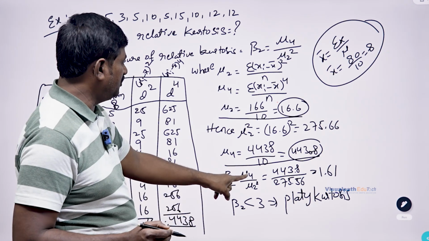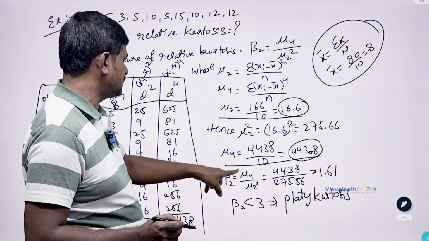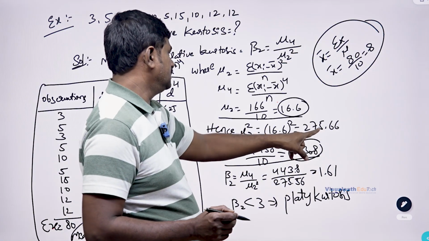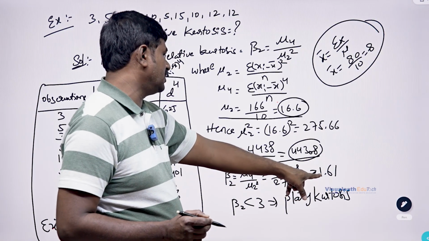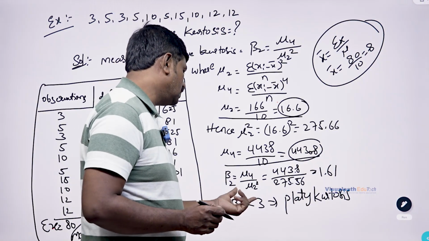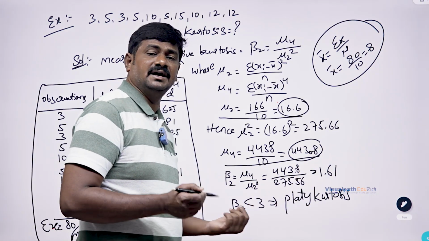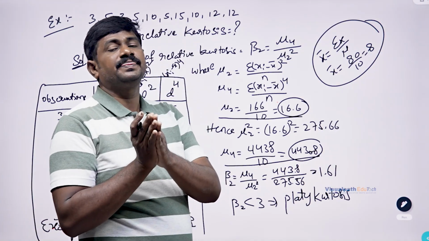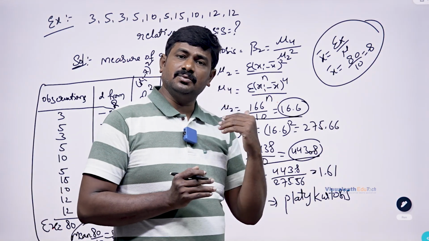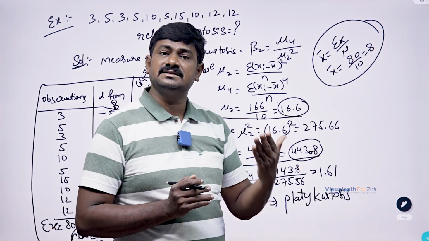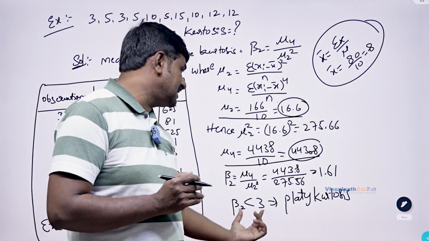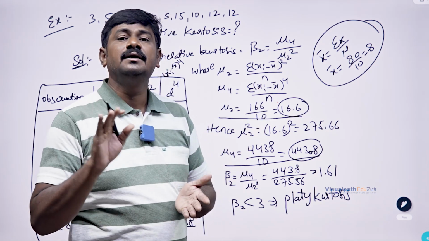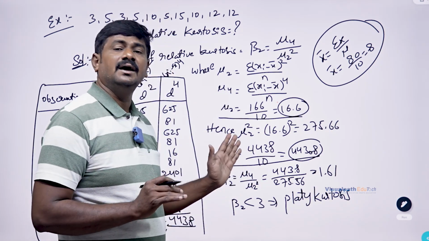So beta 2 is equal to mu4 by mu2 square, that is 443.8 by 275.66, which is 1.61. Then beta 2 is equal to 1.61. Here we got the value of beta 2 less than 3. If beta 2 is equal to 3, that is mesokurtosis. If beta 2 is more than 3, that is leptokurtosis. If beta 2 is less than 3, it is known as platykurtosis. It is very flat to the axis. So this is the kurtosis concept.